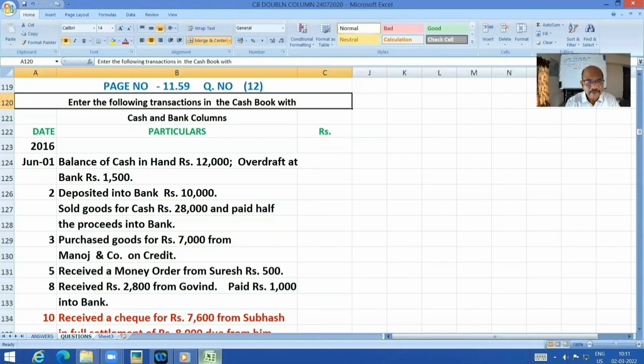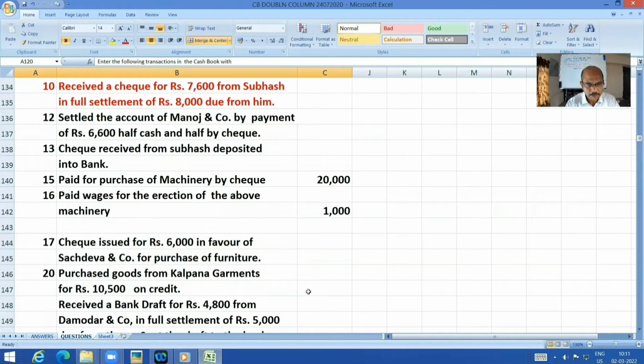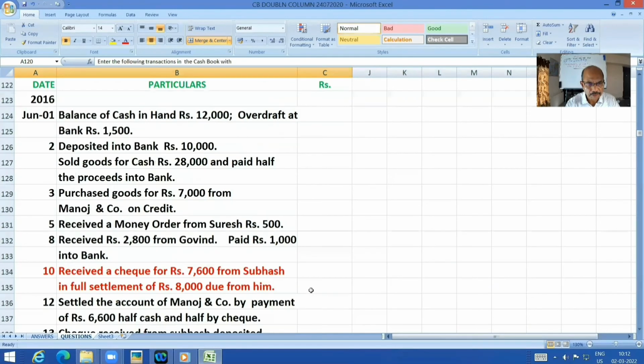Okay, so let us now take up question number 12. As usual, I am posing the question up to 10 to this much only. Thereafter, this part. And this again. We have to arrive at the cash balance of 4,000, bank overdraft 1,195, and adjustment 10,000. I'm re-showing it.